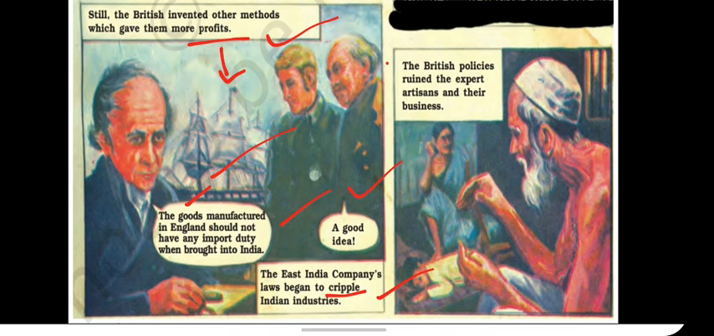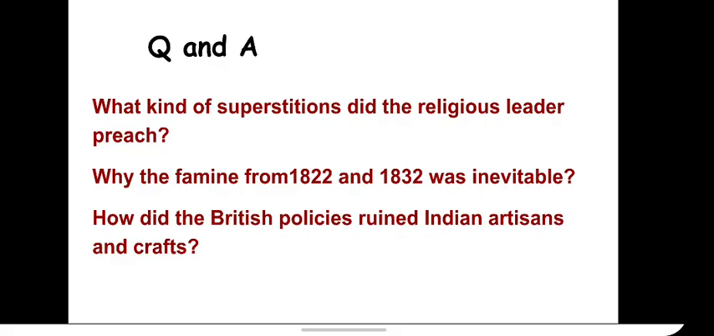The British policies ruled the law over the ruin. Ruin means to destroy the expert artisans and their businesses. The ones who are skillful in manual work, and their businesses, were being destroyed by the British policy because they did not give any worth and value to the Indian artisans in India.